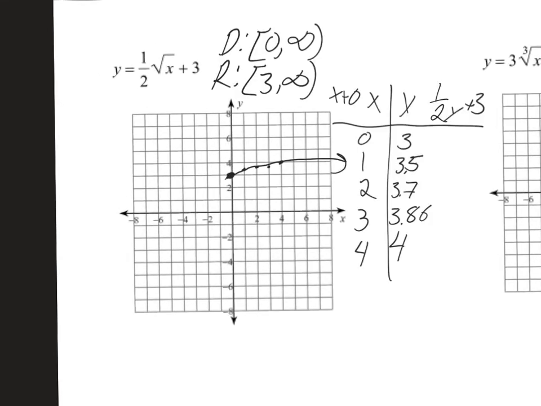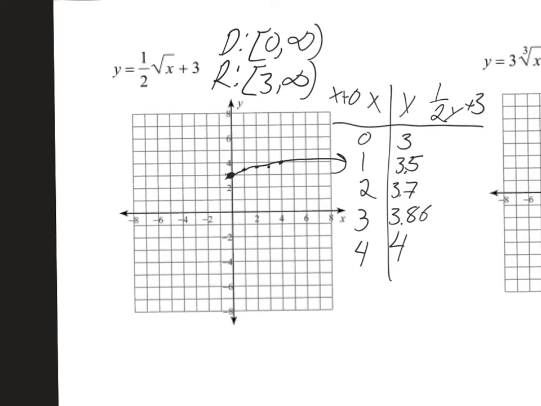Okay, so for this one, we should have gotten our domain, so from left to right, it looks like it starts at 0 and then it goes off to the right forever. So I put 0 to infinity. For my range, it looks like from the bottom it starts at 3 and then it goes up forever. So 3 to infinity.